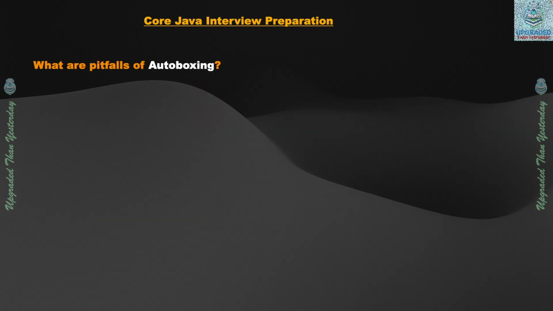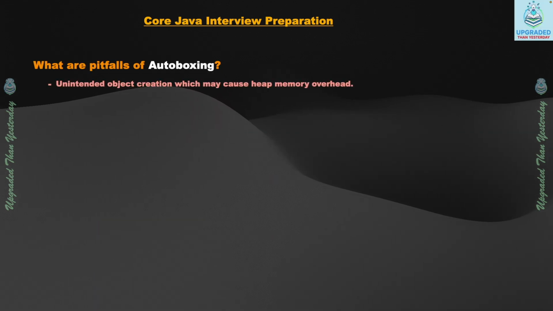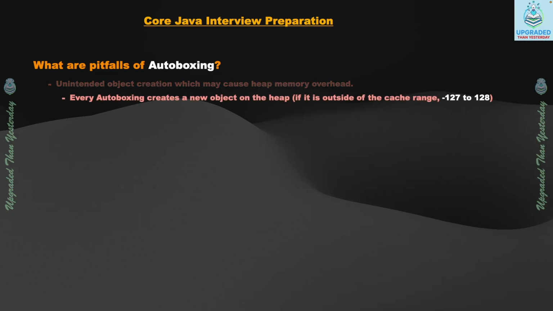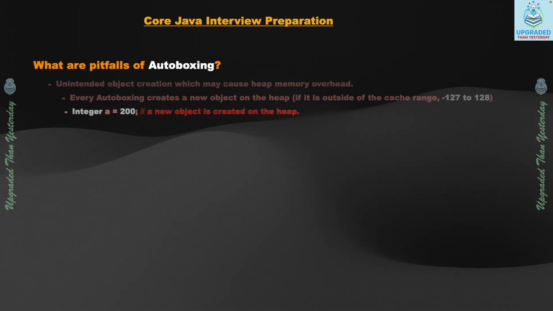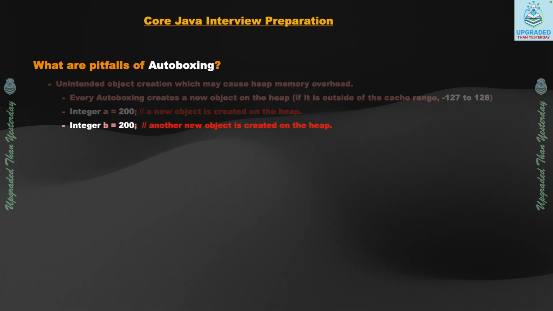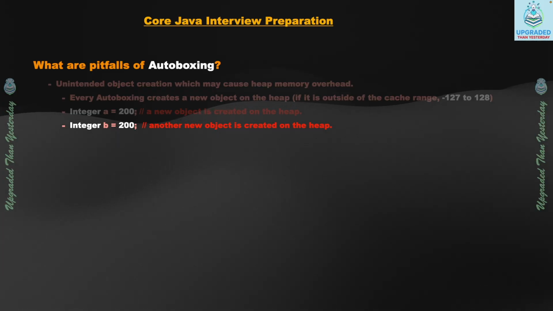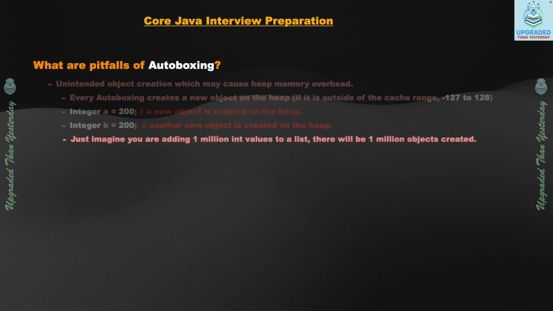Let's learn about the pitfalls of autoboxing. Autoboxing creates a lot of objects in the heap memory. If the number falls outside of cache range, that is -127 to +128, then it always creates a new object although the same number is assigned. For example, look at the code. For both variable a and b, there will be two objects created in the heap, although the same number 200 is assigned to both. Now just imagine you are adding 1 million primitive values to a list. There will be 1 million objects created in the heap.